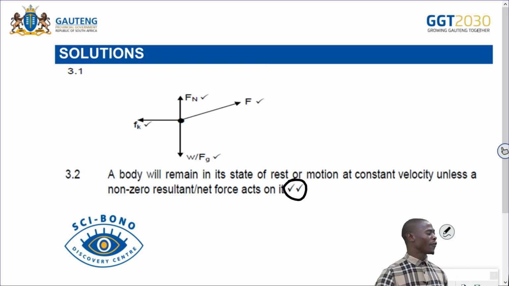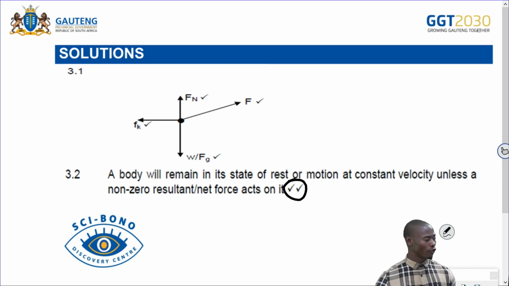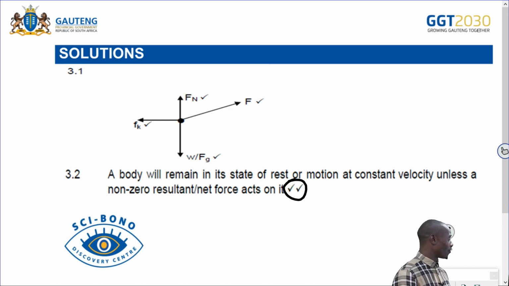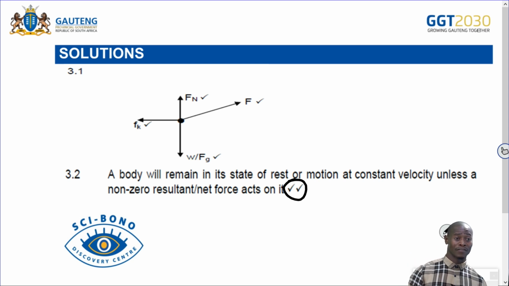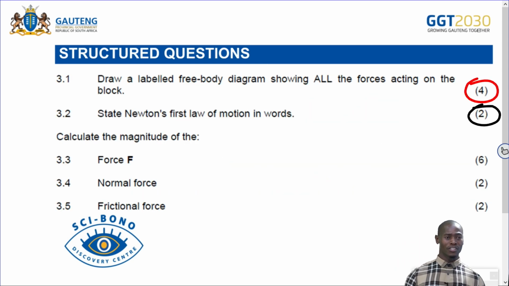So it's 2 marks for everything. It's not 2 marks only for saying an object will remain in its state of rest or an object will move at a constant velocity, but it's for everything. For you to get those 2 marks, you must give all of this, and remember this is from your examination guidelines. So this is very, very important, learners. Okay, then let's check another question here.